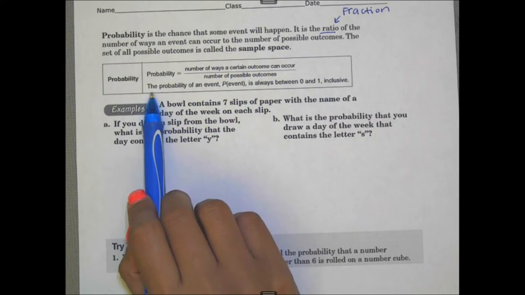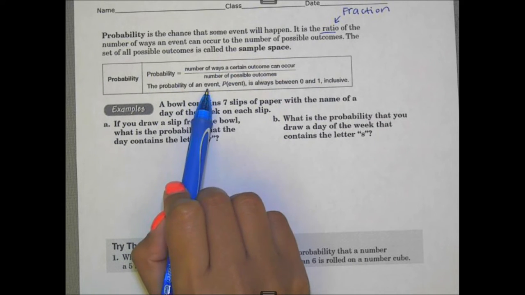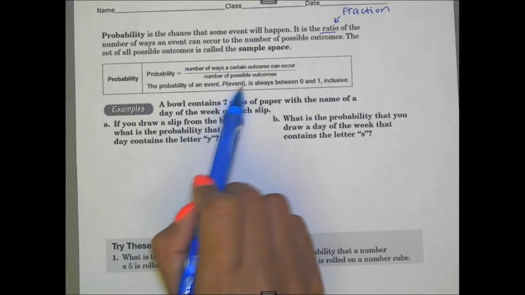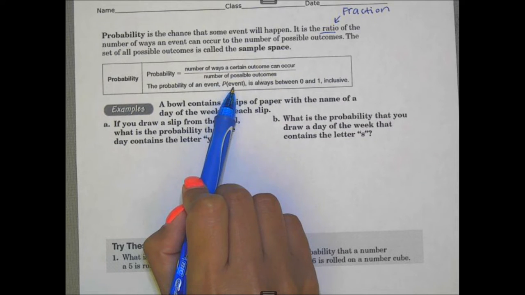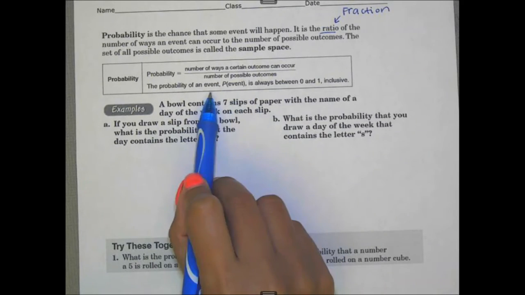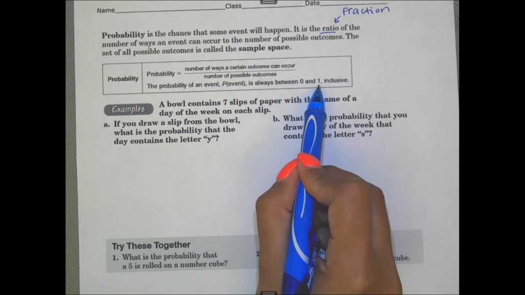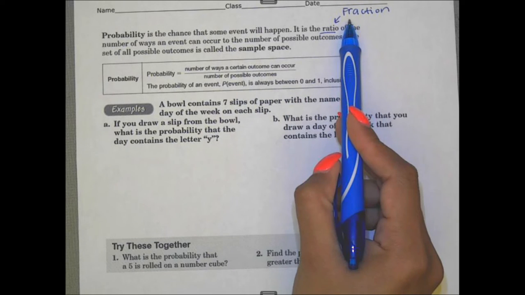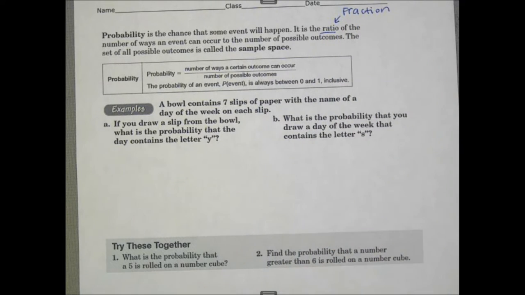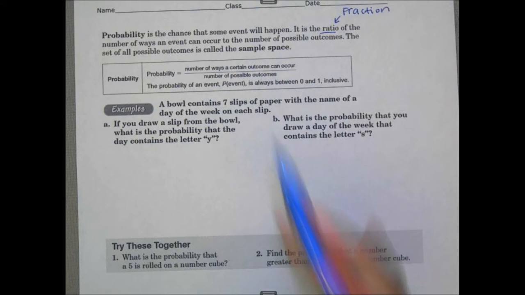You can also see it as the probability of an event, and it'll have P, there'll be parentheses with the word event on the inside. Your probability of the event will always be between 0 and 1. All right, that's why most of the time we see our probability as a fraction. So let's go ahead and work this example.